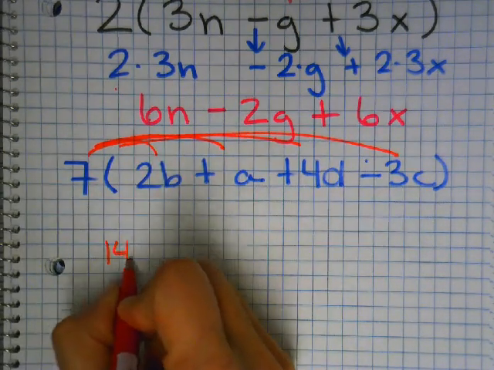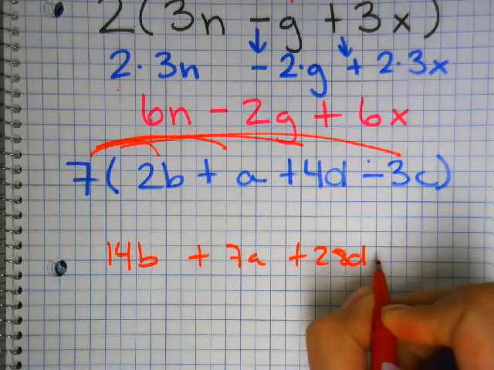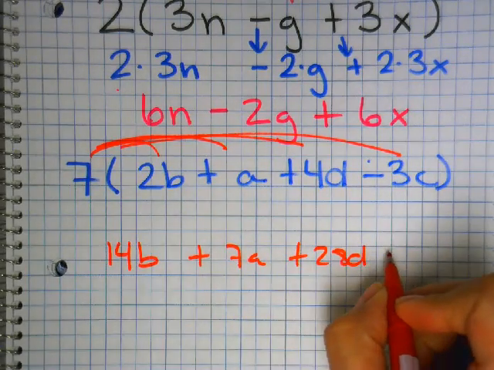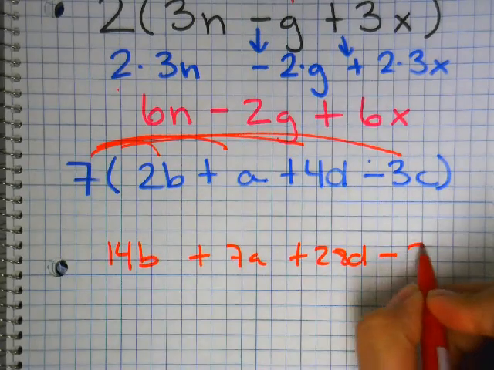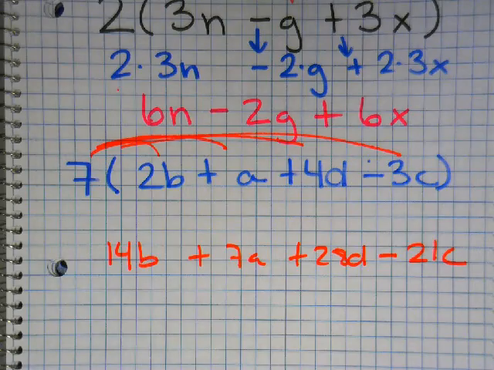14b plus 7a plus 28b divided by 21c. Divided. Minus. No, that's the subtract sign. That is a subtract sign. It's because there's a little dot right there, a little smudge. But there's no smudge at the bottom. There's a subtract. All right, cool.